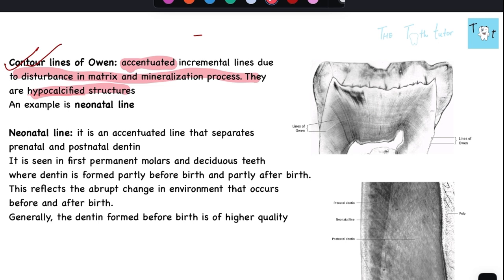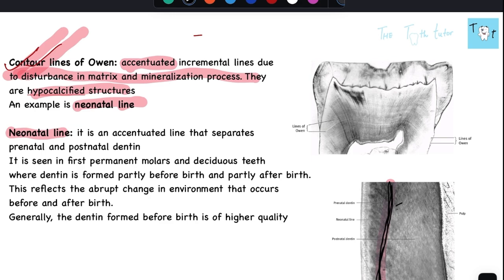One example of this accentuated line is the neonatal line. So the neonatal line, I told you, is formed when there is any disturbance in the formation of the matrix, then you see this line. This line is seen between your postnatal and prenatal dentin. Some teeth you would know that the development starts when the baby is in the gestation period. So during pregnancy the formation of the dentin starts, but after the birth the environment changes.